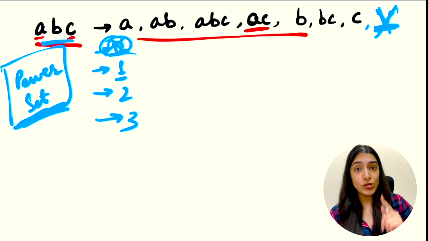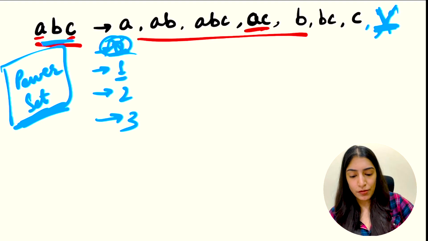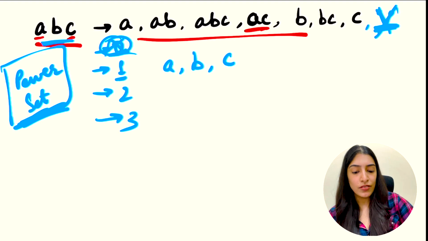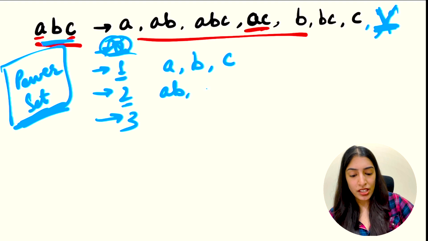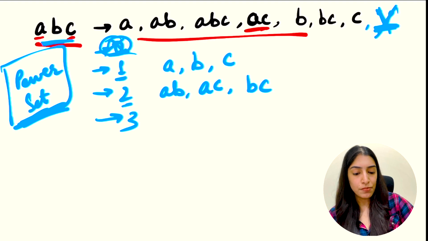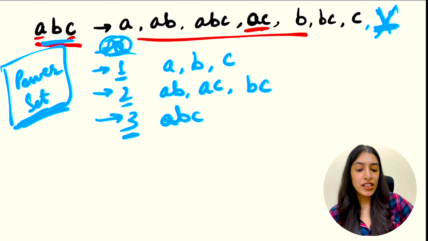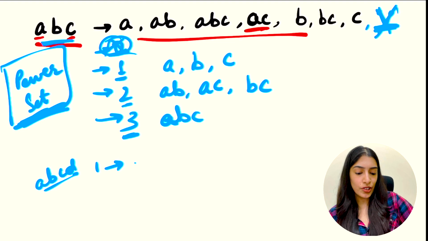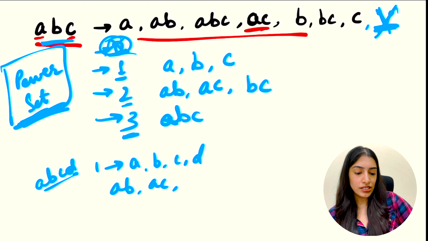Okay, now let's see what are the subsequences possible of length 1. Length 1 means we can pick up only one element. So we can pick up either A, C, or B. Similarly, of length 2 we can pick up AB, AC, BC. For length 3 we can only pick up ABC. If it would have been ABCD, try writing it yourself. For length 1 it will be A, B, C, D, and for length 2 it will be AB, AC, AD.